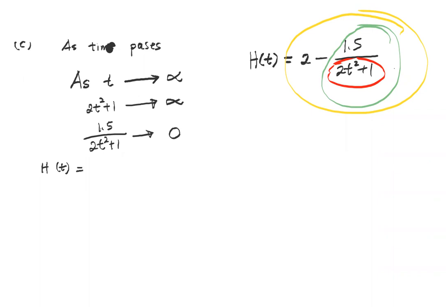Equal to 2, take away the smallest number. 1.5 divided by 2t squared is 0, correct? So 1.5 over 2t squared will approach 0, so h(t) will approach 2. So 2 is the upper limit or the lower limit?